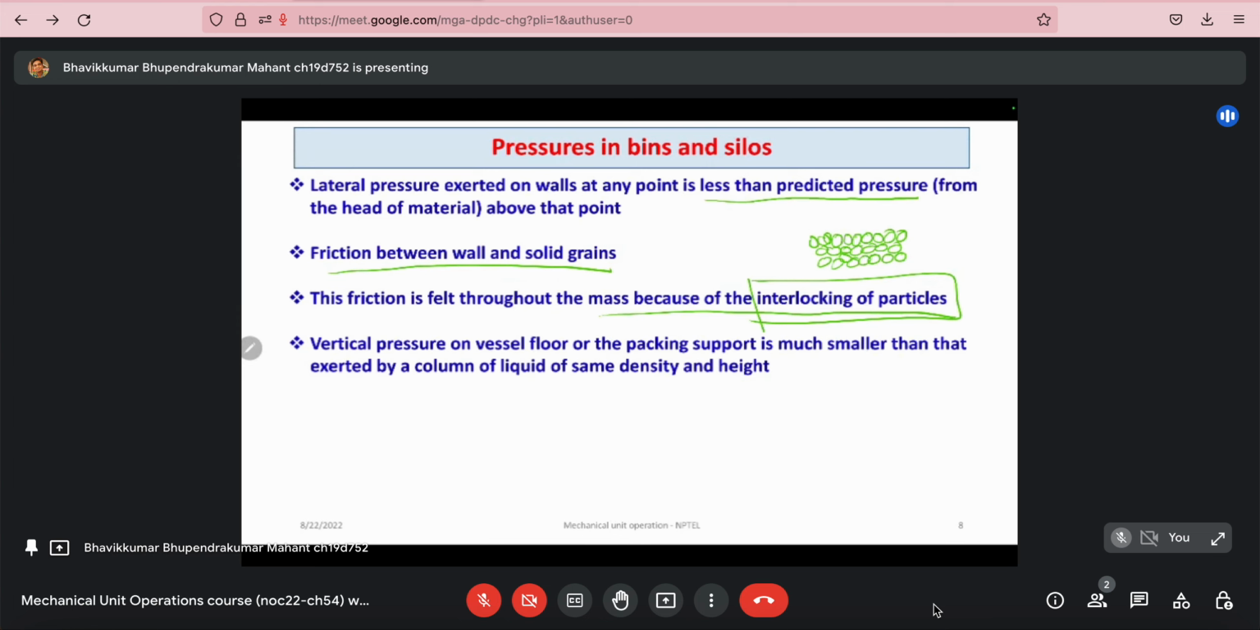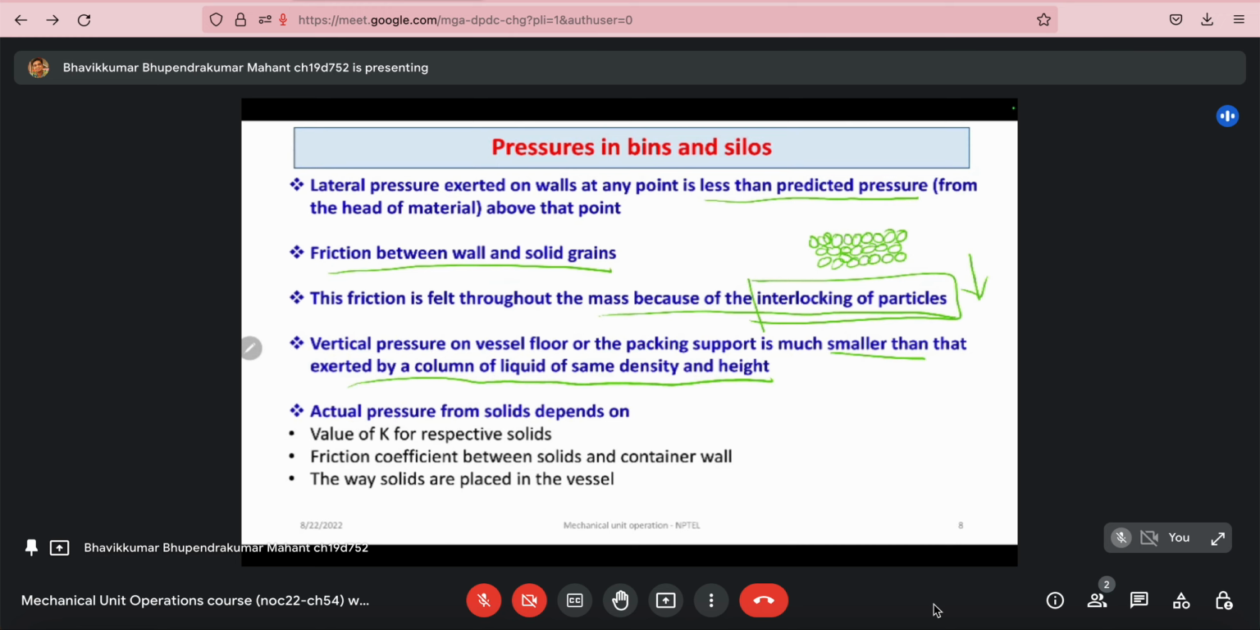Now, vertical pressure on the vessel floor or the packing support is much smaller than that exerted by a column of liquid of the same density and height. If you compare the pressure exerted by a fluid or liquid with the pressure exerted by solids, the pressure on the support is smaller than that exerted by a column of liquid of the same density and height.